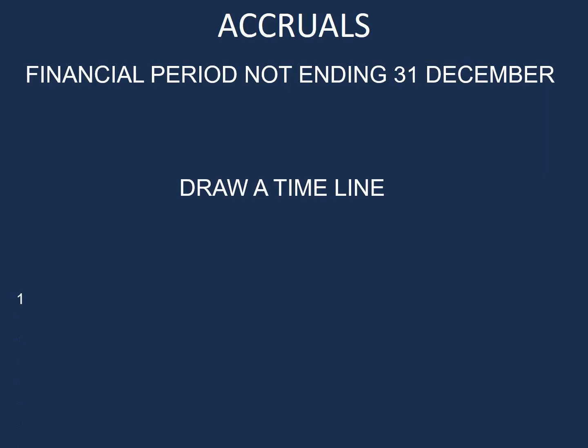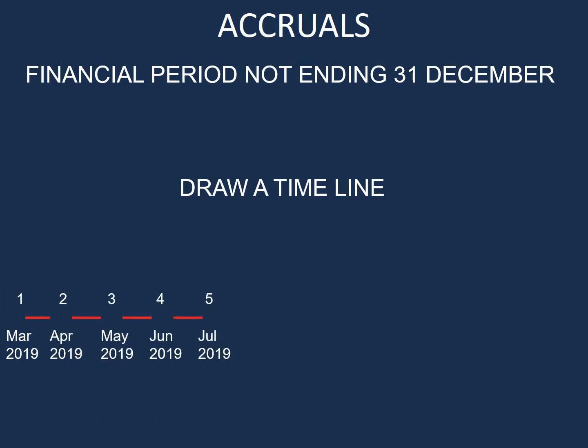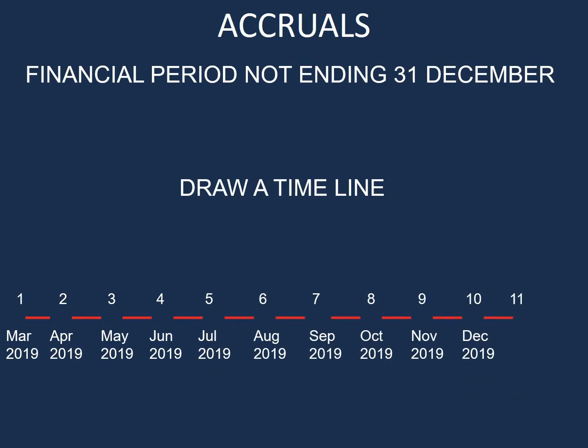Say our year begins at March 2019. That's the start of our financial year. And March is our first month. So our second month will be April, our third month will be May, and so forth until we get our 12th month, which is February, and the year will be 2020, and this will be the end of our financial period.